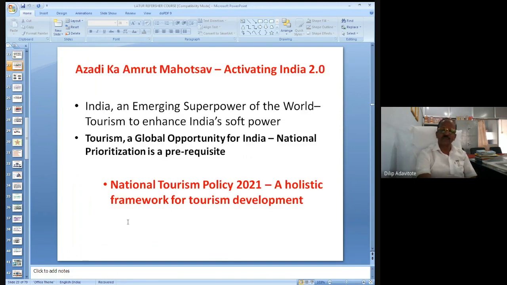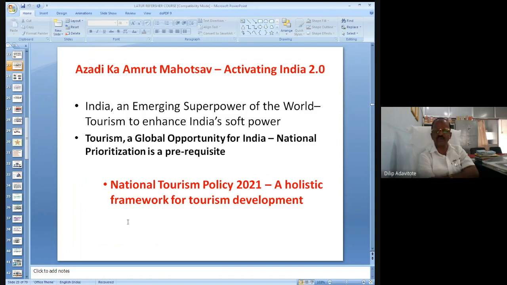tourists. Coming to one more important event from last year, we have started Azadi Ka Amrit Mahotsav. We are celebrating 75 years of our independence, and we are activating India at 2. What is the expectation? That as India, we are emerging as a superpower of the world, and the tourism industry is helping to enhance India's soft power. This is a global opportunity for India, and our national prioritization is a prerequisite. And therefore, tourism is very important.